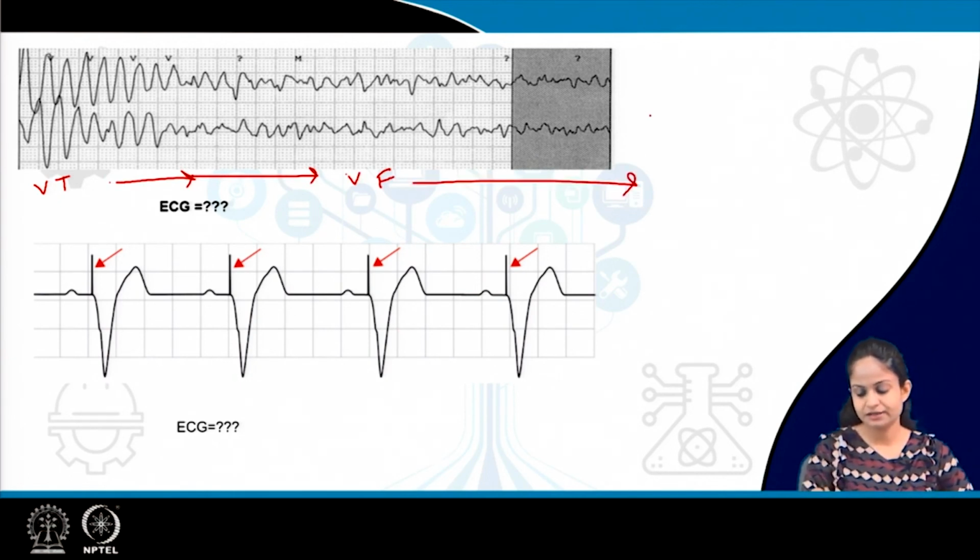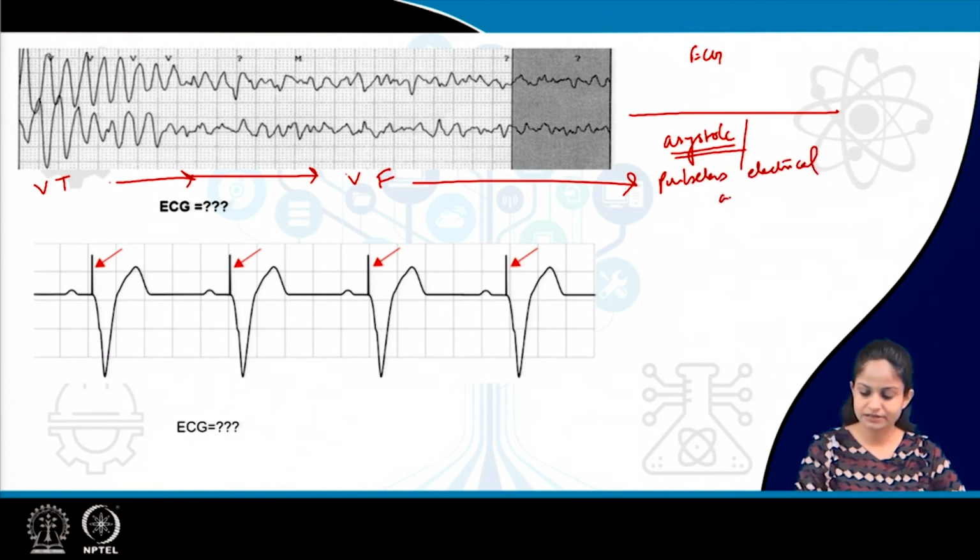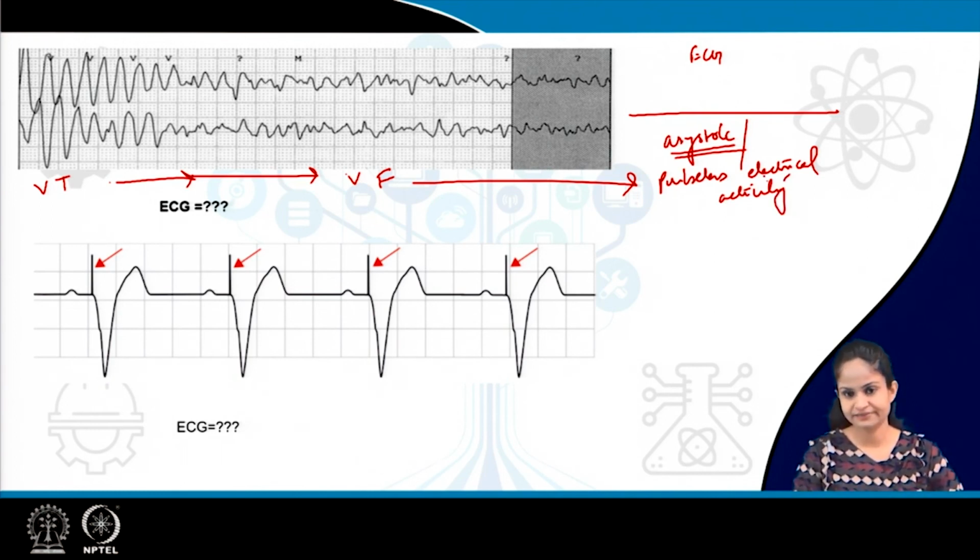After this, what will happen? A flat line in the ECG. This flat line in the ECG is nothing but asystole, or also known as pulseless electrical activity. That means ECG is not showing any electrical activity. So, this is the usual transformation if the ventricular tachycardia is not promptly managed, then that can further progress to ventricular fibrillation, which is life threatening because it can go to cardiac arrest.